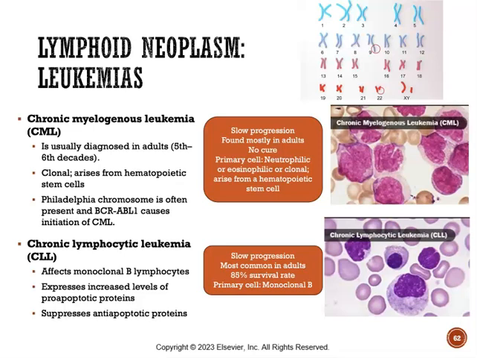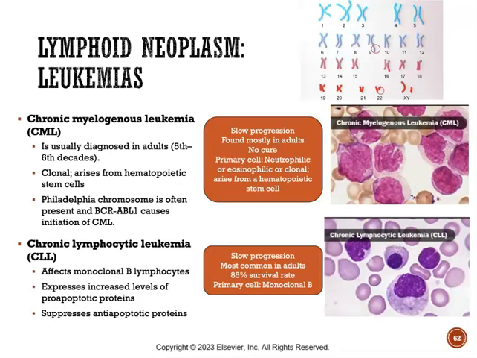This is the most commonly diagnosed within adults in their 50s or 60s, and it's going to originate from hematopoietic stem cells and is linked to that Philadelphia chromosome as well, where the BCR-ABL1 gene drives uncontrolled cell growth. And while treatments can manage the disease, unfortunately, there is no cure.